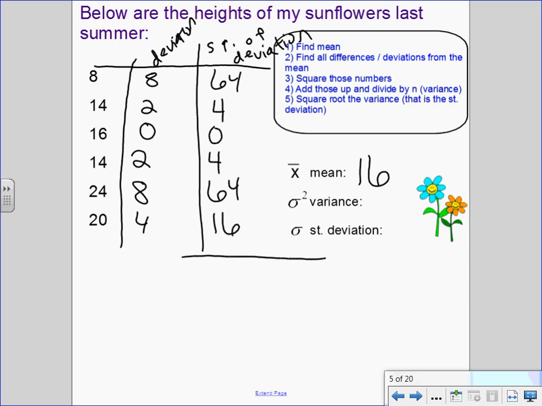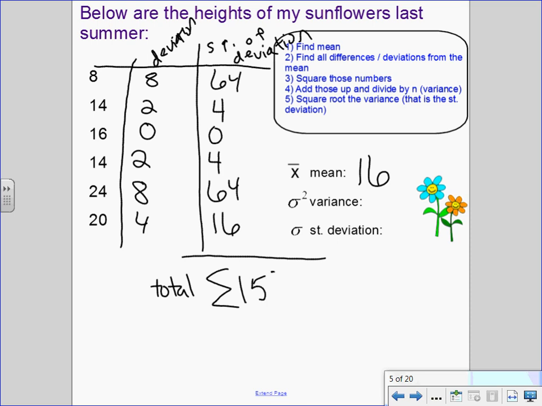What we're going to do is total up that column. We're going to find the sum of that column. This letter here is also a Greek letter, and it can denote sum. So if you ever see me write that, it just means I am summing something up, adding something up. So let's go ahead and add up that square of the deviation column. 64 plus 4 plus 0 plus 4 plus 64 plus 16 gives me a sum of 152.